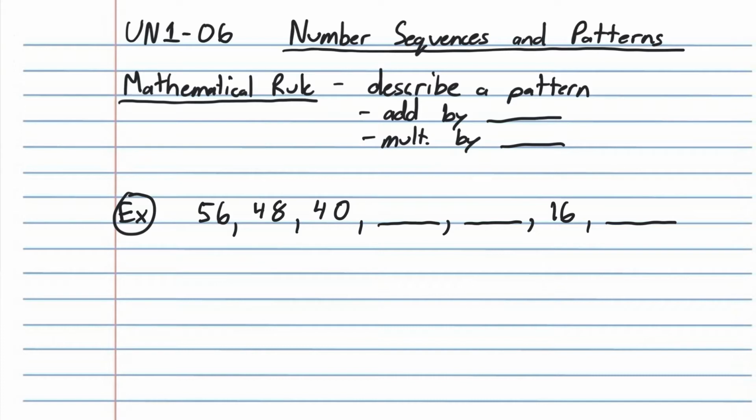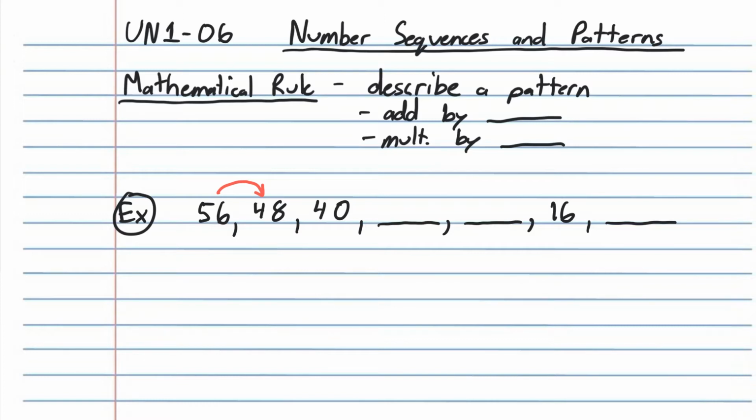You're looking for patterns. Now we're keeping our rules pretty simple, so it's either going to be add, subtract, multiply, or divide. So looking at our numbers, you want to think, how are you going from one term to the next term? How are we getting from 56 to 48? Well, it's definitely decreasing. So we have two options. Either we're subtracting or we're dividing, because that's the only way we decrease.